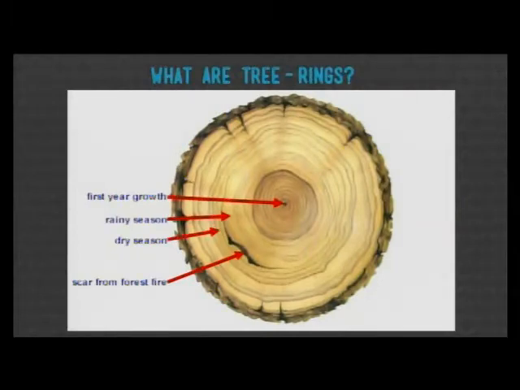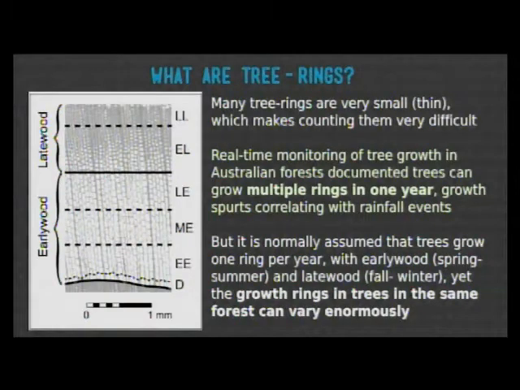And therefore it's not necessarily true that there will always be only one growth ring per year. That's an important point to make. Here's an example of a tree that's been cut down, and you can see the growth rings. You can see the first year of growth there at the centre. You can see wider rings that indicate a rainy season and narrower rings that indicate a dry season. And then you can also see a scar from a forest fire where the outer edge of the tree was burnt. Many tree rings are very small, very thin, which makes counting them very difficult.